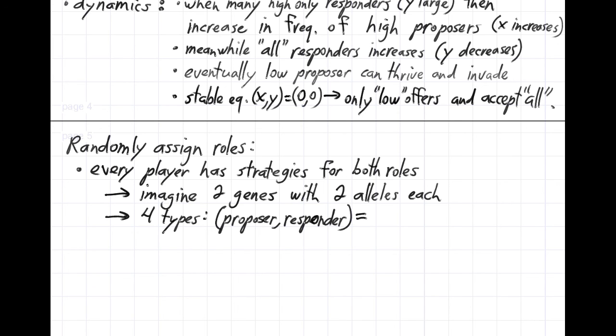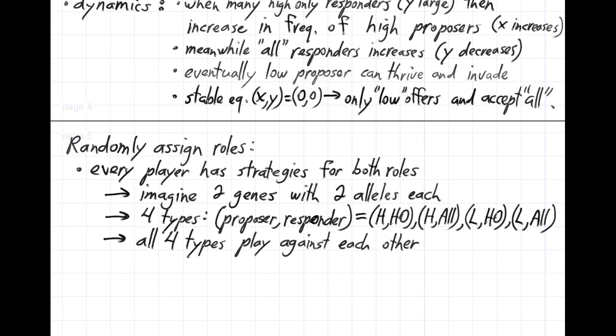So let's say they could be H for the proposer and HO, high only, for the responder. Or they could be H, or high proposer, and accept all, or a low offering proposer and accept high only responder, or offer low and accept all. Now it's okay to let all of these 4 types play against each other. And what we can do is just toss a coin to assign roles.